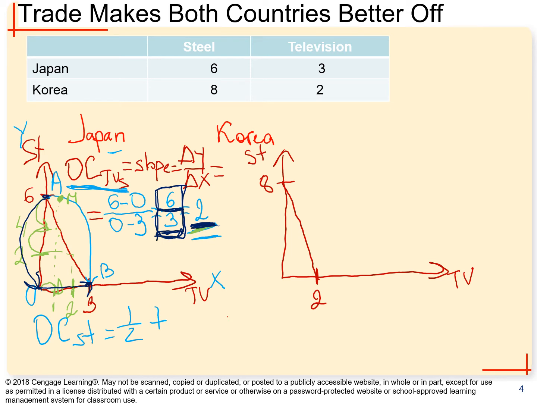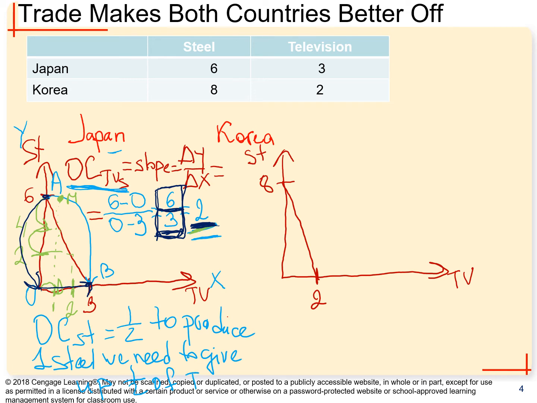I'm going to write it down over here so you can understand. What does this cost mean? It means that to produce 1 unit of steel in Japan, we need to give up half of TV. So that's our opportunity cost of TVs and steel for Japan.